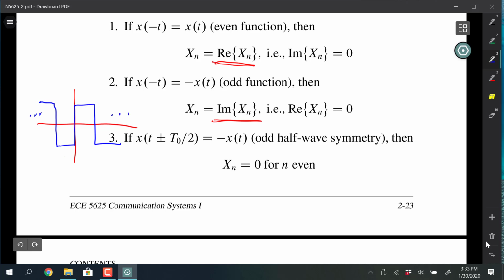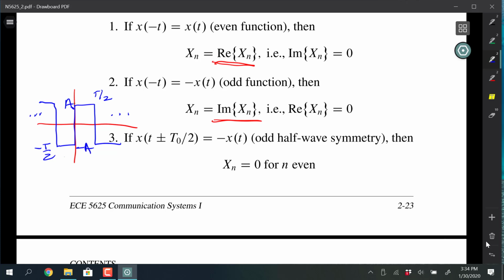That'd be the odd half-wave symmetry. So you have A, and then you have minus T over 2, and minus A. The square wave doesn't have to be symmetrical about the amplitude axis really to have the odd half-wave symmetry property hold, but everything holds under this condition.